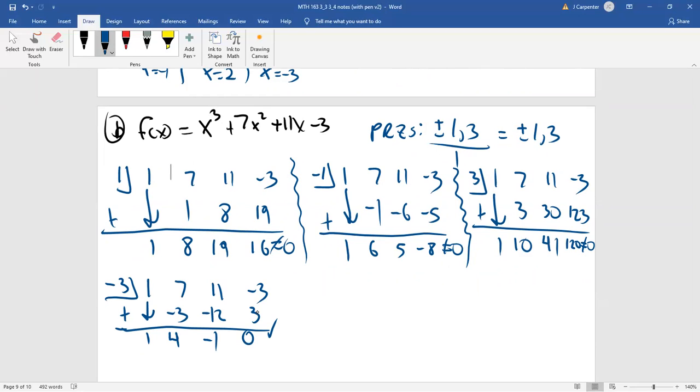So only one of these actually works. Now, this negative 3 could work over and over and over again. Potentially, it could have a multiplicity of 2 or 3. But for now, let's just take what we have.